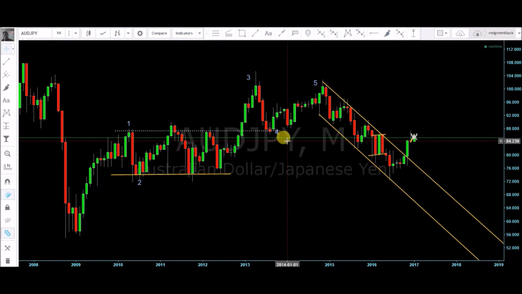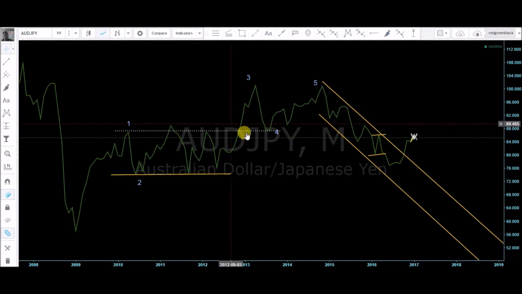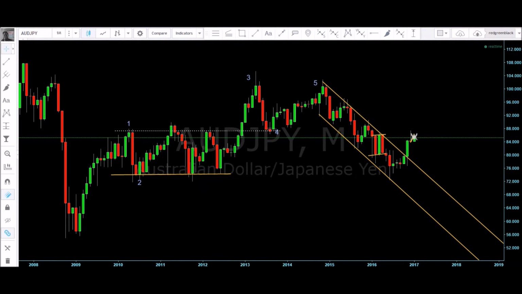When looking at the absolute largest trend, it's good to look at monthly charts. And you see here wave 1, 2, 3, 4. A little trick you can do, switch it to a line chart. You see they didn't really overlap. Here they got very close, but they didn't overlap. I prefer the candles.